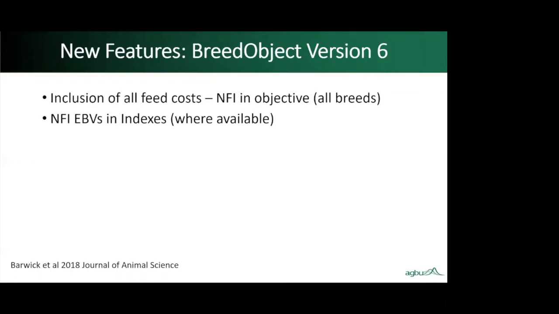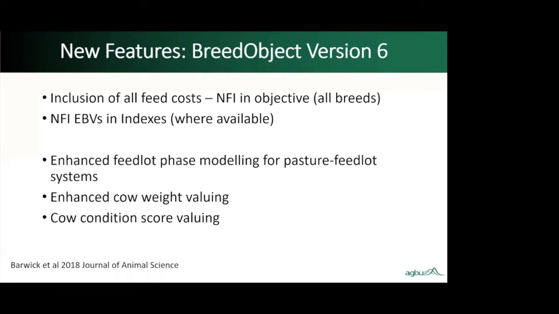To achieve this inclusion of all feed costs within BreedObject, we've enhanced the modelling systems employed. This includes enhancing the modelling system that describes young animal growth through the pasture phase and into the feedlot finishing phase. It also includes an enhanced modelling system for valuing cow weight, and it now includes a modelling system for describing cow condition score at the point of mating.